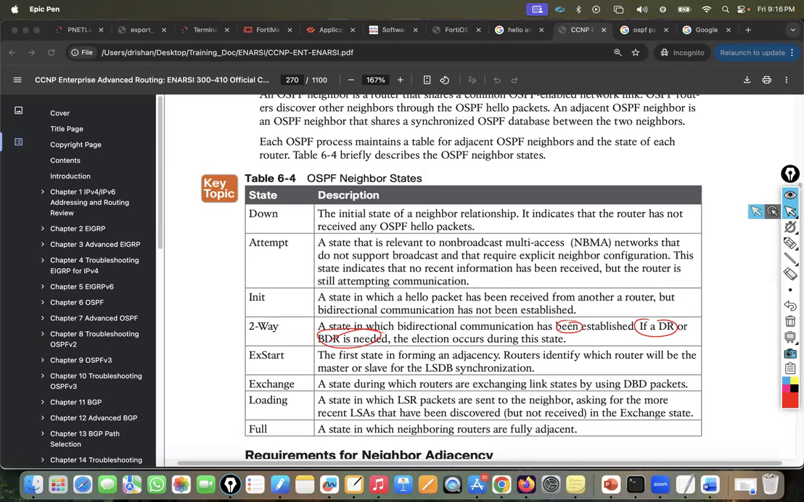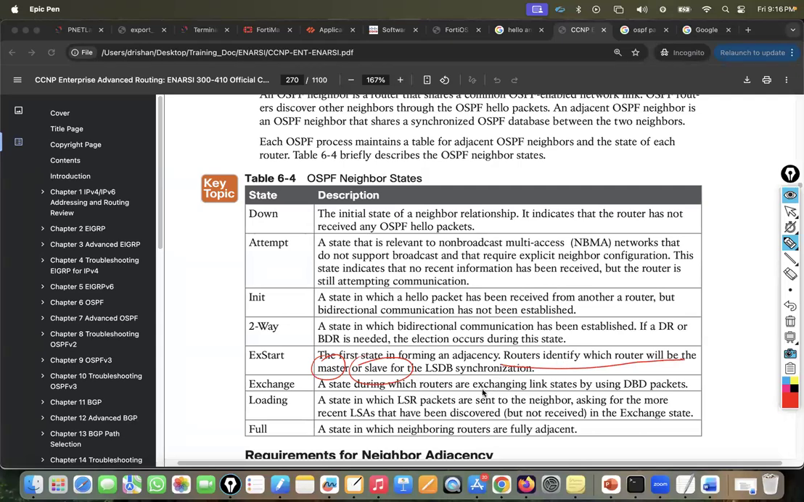Once the DR BDR election has happened, what next? The next one is going to be my ExStart state. In ExStart state, what happens? The entire LSDB is going to be exchanged. Means in the first stage, the routers identify which router will be the master or slave. The master slave selection is going to happen based on the router ID. So the highest router ID is going to be master and the other is going to be your slave. Based on that, they will exchange their database.